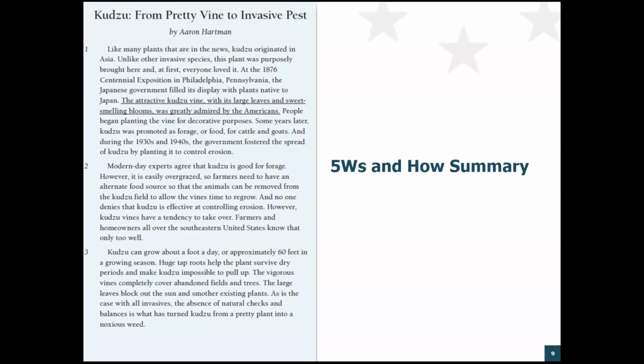The vigorous vines completely cover abandoned fields and trees. The large leaves block out the sun and smother existing plants. As is the case with all invasives, the absence of natural checks and balances is what has turned kudzu from a pretty plant into a noxious weed.